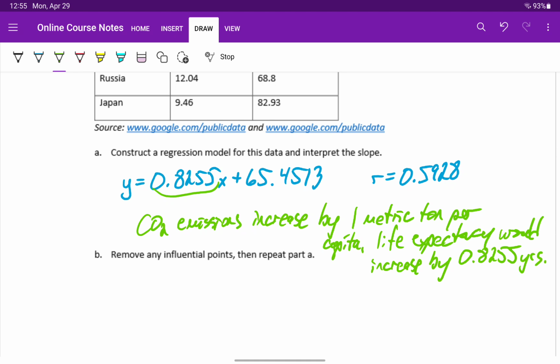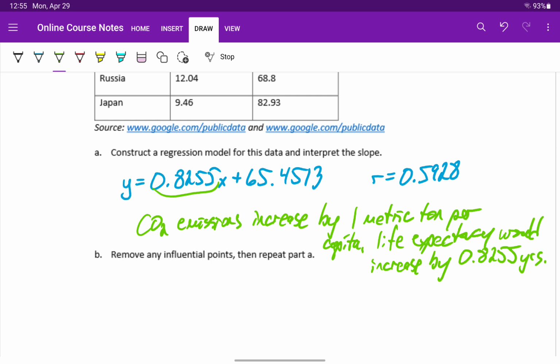So let's pause here for a moment from what this problem is actually asking us to do and talk about what this is saying. This is saying that as countries pollute more, release more CO2 emissions, life expectancy in that country is actually increasing by a little bit under 1 year for every additional metric ton. That doesn't make a lot of sense with what we understand about even simple things like air quality and health.